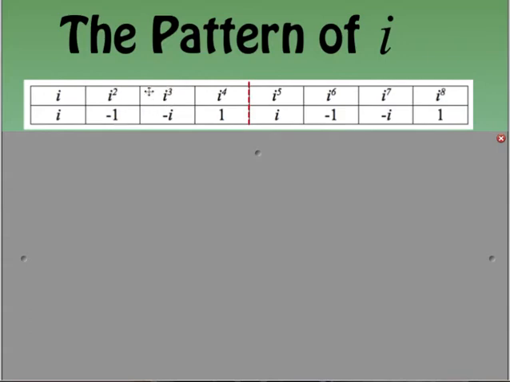i cubed is the same thing as i times i squared. So i cubed would be i times -1, which is just -i. i to the fourth is the same thing as i squared times i squared. -1 times -1 is just a +1. And then you'll see that I put a little red dashed line here, because then i to the 5th is going to just simplify to i, i to the 6th simplifies to -1, i to the 7th -i, and i to the 8th 1. And so it repeats every 4th power of i.